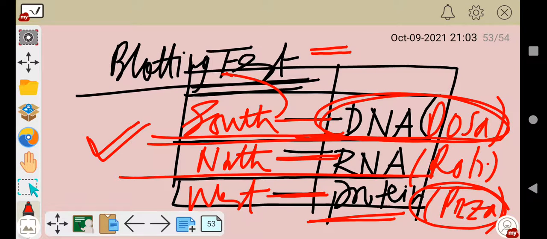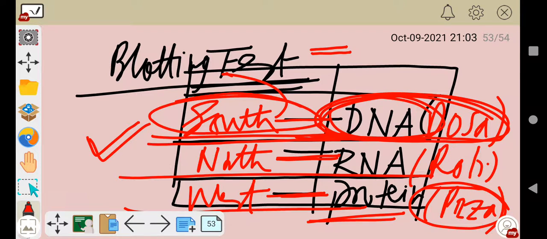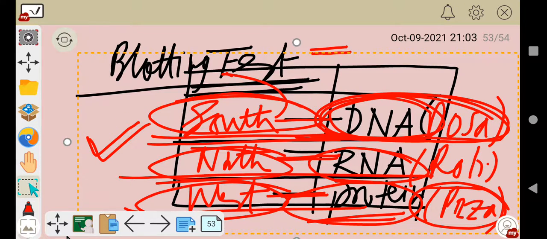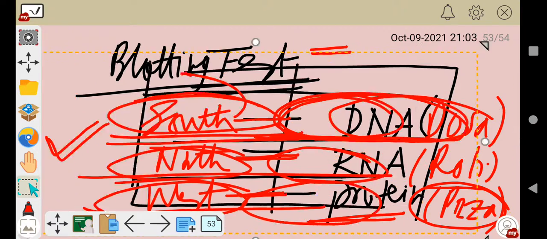So DNA for Southern blotting, RNA for Northern blotting, protein Western blotting. Now we will not forget, right? Let me remove it. I mean, my mnemonics are too bad.